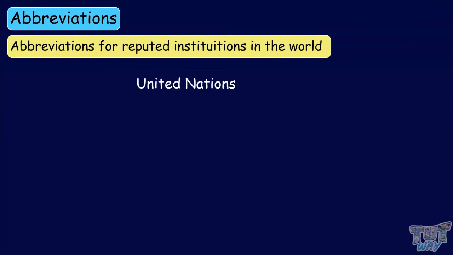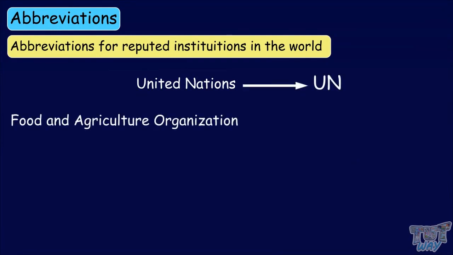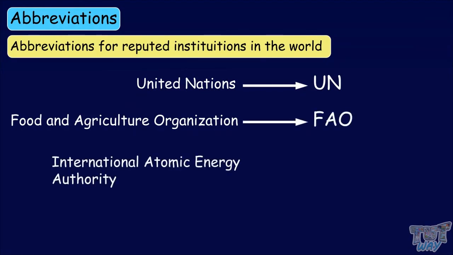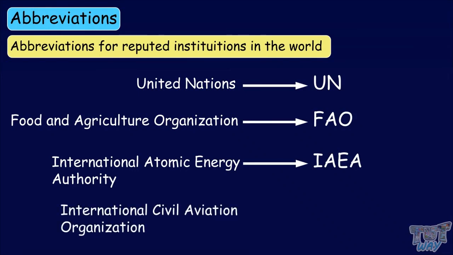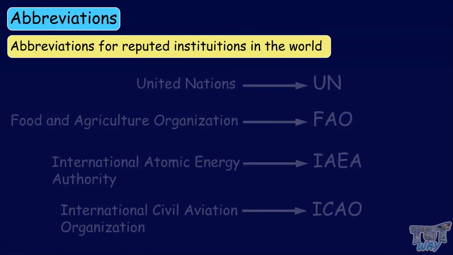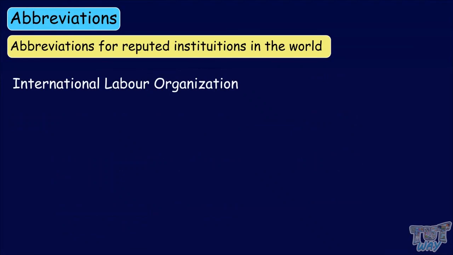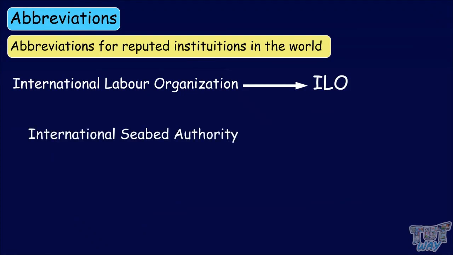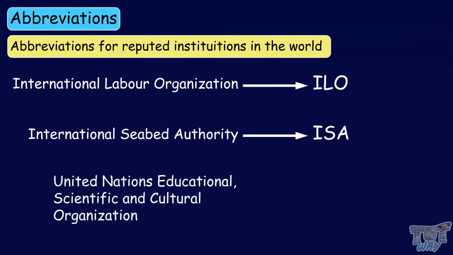United Nations, UN. Food and Agriculture Organization, FAO. International Atomic Energy Authority, IAEA. International Civil Aviation Organization, ICAO. International Labor Organization, ILO. International Seabed Authority, ISA. United Nations Educational, Scientific and Cultural Organization, UNESCO.